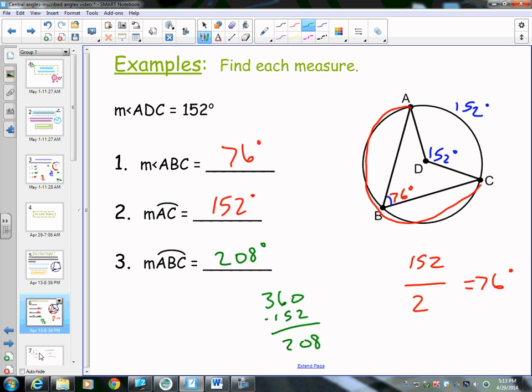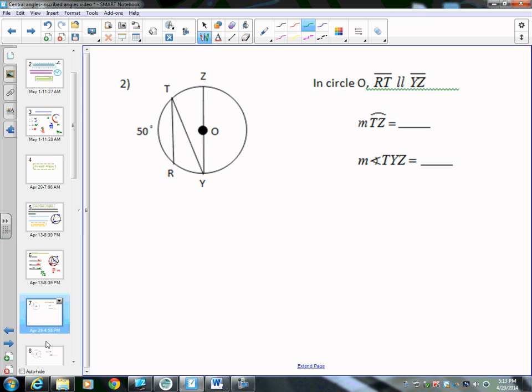Okay, so we did get homework on this, so I'm going to go over some of the examples on the homework. The first one being number 2. This one says in circle O, RT is parallel to YZ. They're parallel to each other. I'm going to go ahead and draw the symbol on here for parallel, and again, the symbol looks like a little arrow. Those mean that these are parallel to each other.